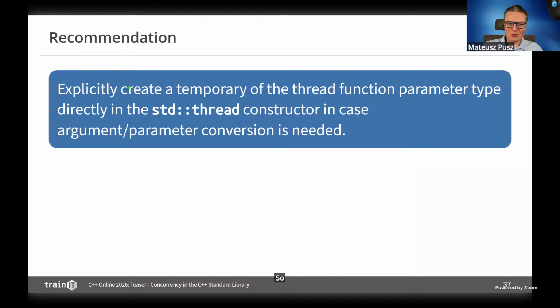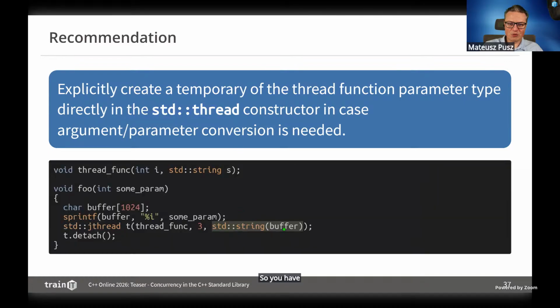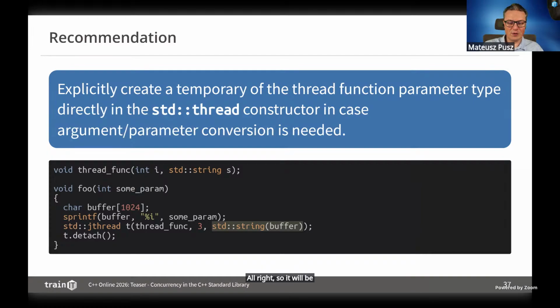So the recommendation is to explicitly create a temporary of the thread function parameter types directly in the thread constructor in case argument parameter conversion is needed. So you have to write string of buffer and then you are fine. Because then the conversion will happen on the call side and you will store a string inside of the JThread, and then when the function is being called, it will just pass this string into the thread. As we said, it will be moved there, right? So there will be no performance overhead, there will be no additional copy.